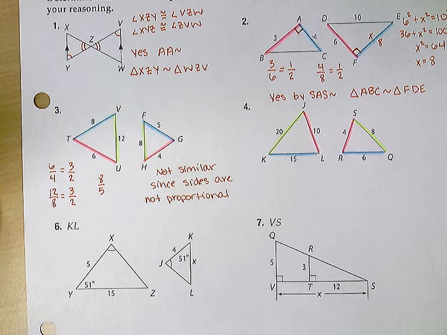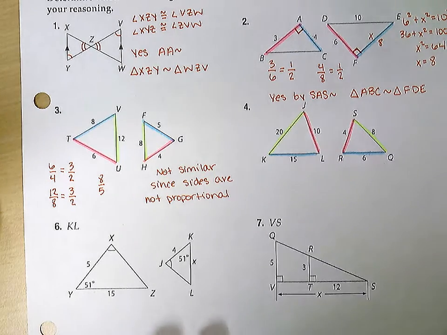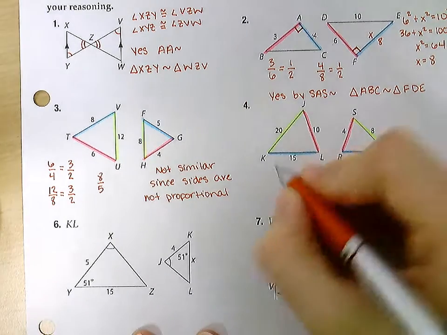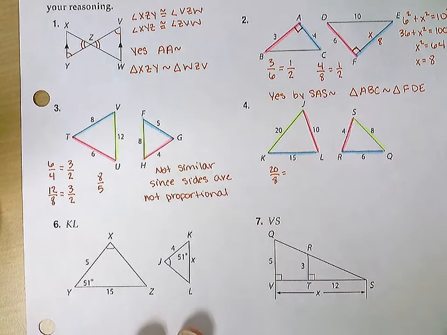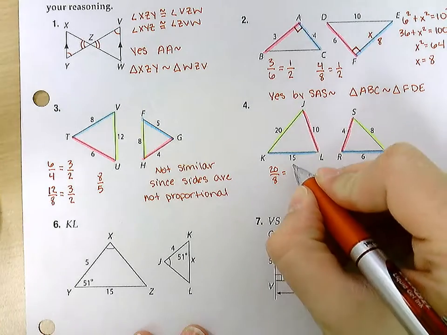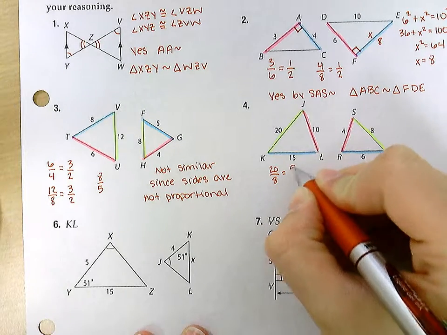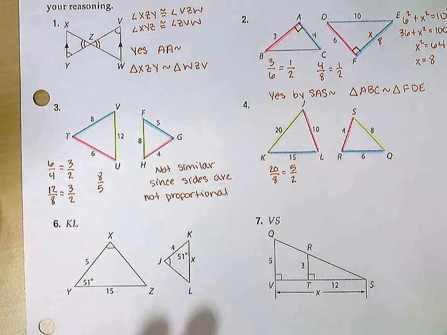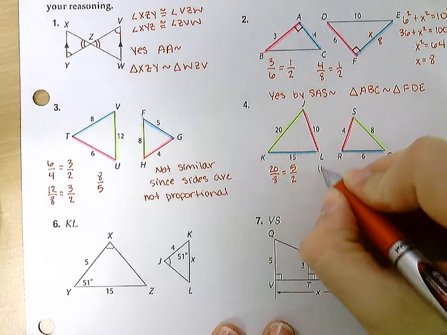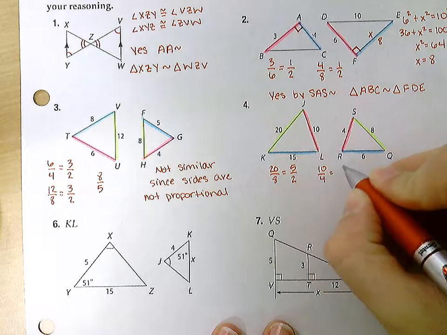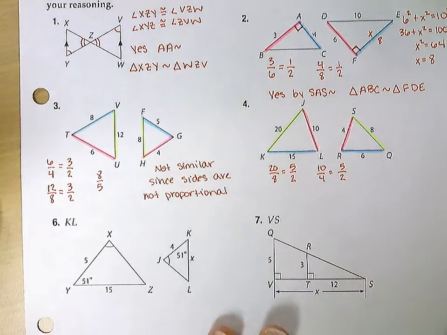All right, so I did highlight which sides are corresponding in number 4 here. So I'm going to start writing out the ratios between those corresponding sides. So I have 20 to 8. Okay, that reduces to 5 to 2. My next one here, I have 10 to 4. Again, reduced ratios 5 to 2.